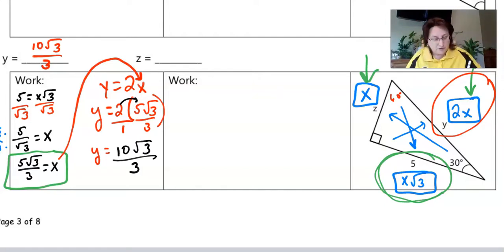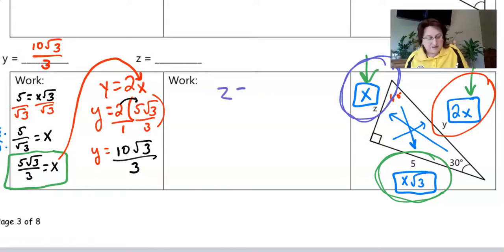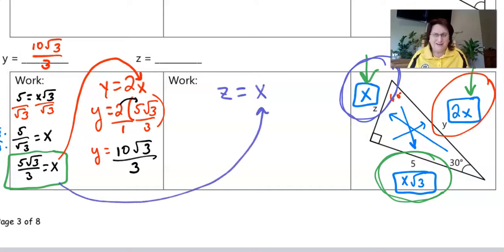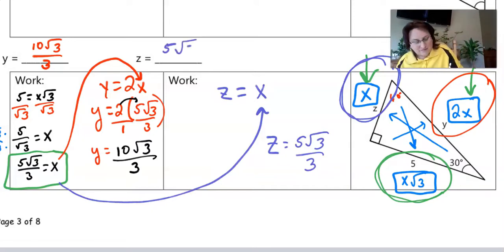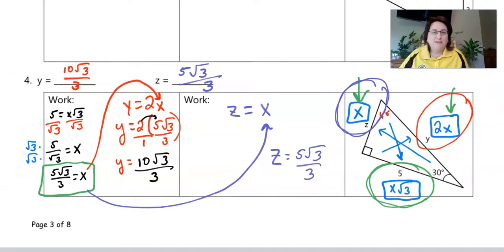Okay, so let's do this next one. Let's solve for z. We're going to do it in purple right here. So z is right here. Hey guys, z equals x, doesn't it? Because those two are the same. Well, if I take this x and I plug it in, if z equals x, then doesn't z equal 5 square root 3 over 3? Yes. Now, see, that wasn't too bad, was it? So z is 5 square root 3 over 3. All right, so look at what I did here.